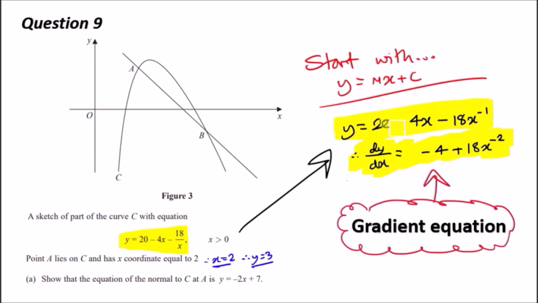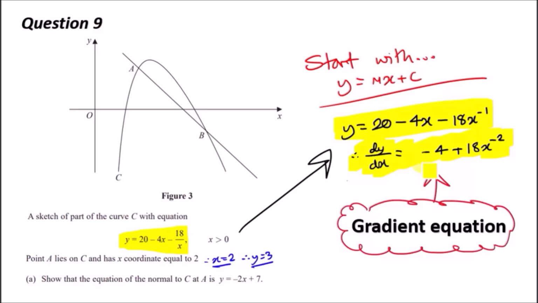Differentiating 20, a constant, you get 0. Differentiating minus 4x, you get just minus 4 because x vanishes. And for 18 x to the negative 1, drop negative 1 in front, so it'll be minus 1 times minus 18, which is plus 18. Subtract 1 from minus 1, you get minus 2. And you found an expression for the gradient.